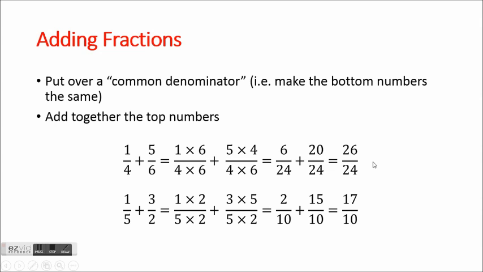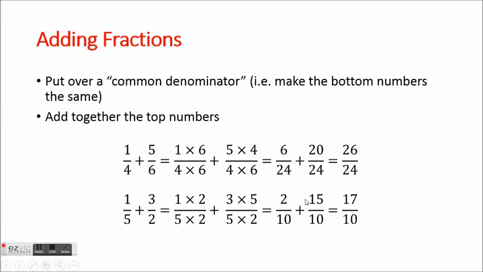If you look at the second example, it works exactly the same. So we find out what we want our common denominator to be. So in this case, 5 times 2 is 10. So we have 1 times 2, because we're multiplying the 5 times 2 to get 10. And we have 3 times 5, because we're multiplying this 2 down here to get 10. So we end up with 1 times 2 over 5 times 2, plus 3 times 5 over 5 times 2. So if we sort this out, we get 1 times 2 is 2, and 3 times 5 is 15.